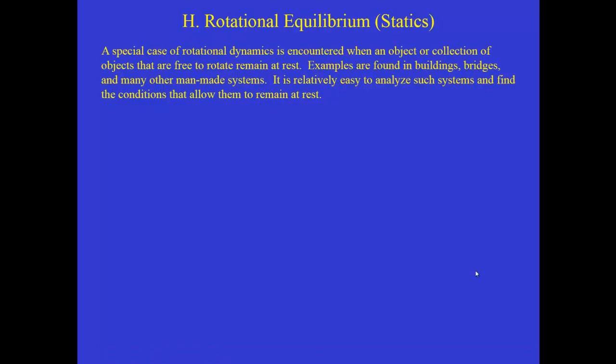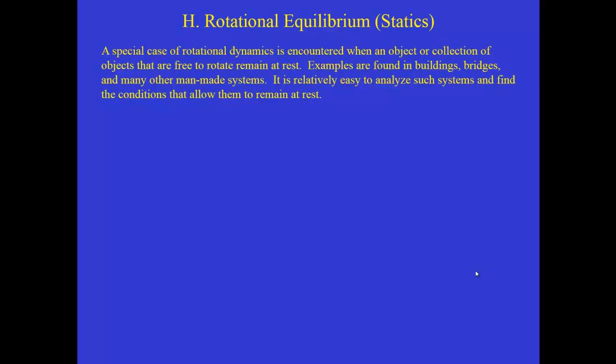The last topic that we're going to discuss in this part of the course is actually a fairly straightforward application of Newton's second law, and that is the case of rotational equilibrium. Sometimes you'll find entire courses taught on this subject, and it's sometimes called statics. So this special case is encountered when we have an object or a collection of objects that are free to rotate, but because of the forces acting on them, remain at rest. Examples are found in all kinds of structures, buildings, bridges, and all sorts of systems.